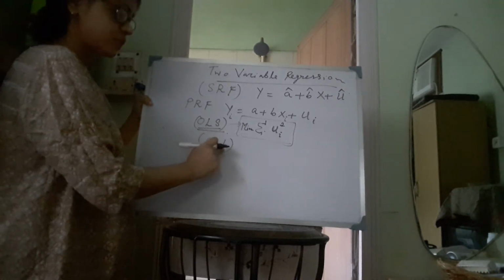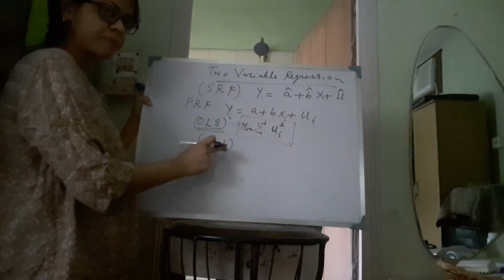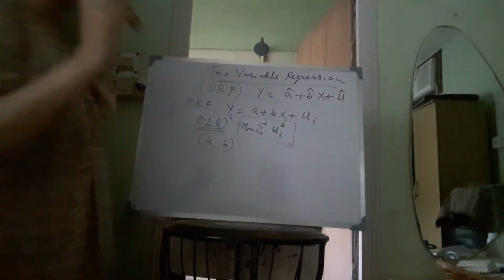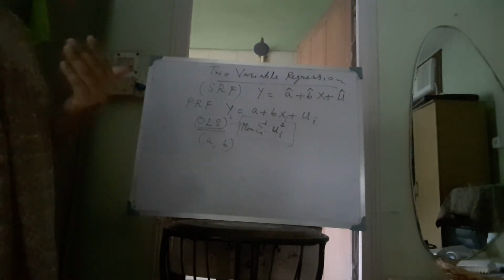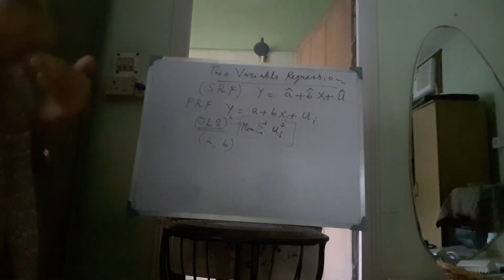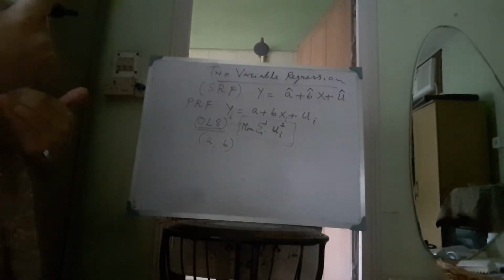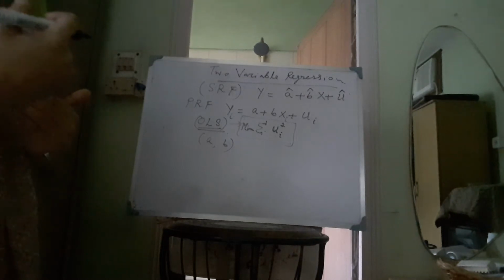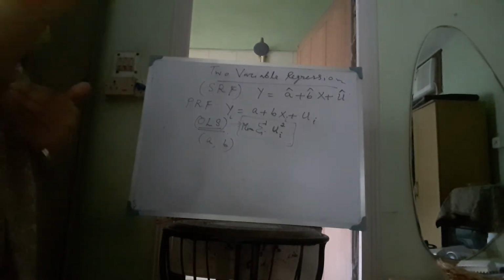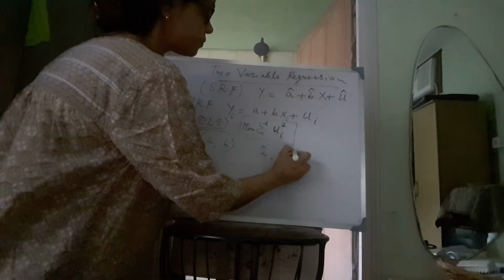Now when we are minimizing the sum of the squares of the error terms with respect to a and b, then we will get two first order conditions that we know from the optimization exercise in mathematical economics. Once we get the two normal equations, those equations are called the normal equations in the ordinary least squares method of regression. Then from those two normal equations, from those two first order conditions, we can get the values of a hat and b hat.